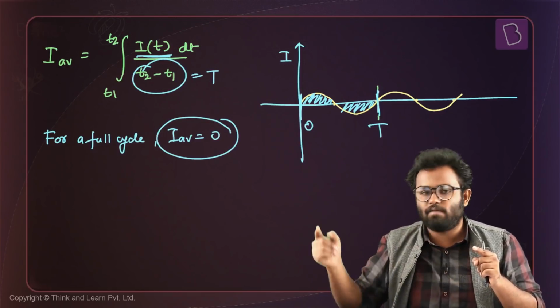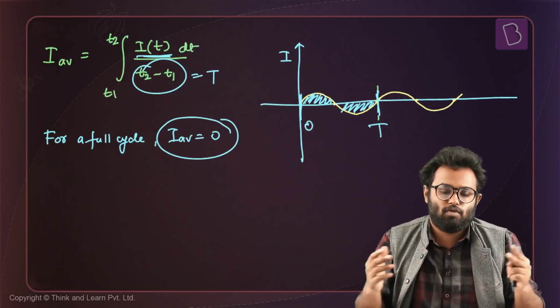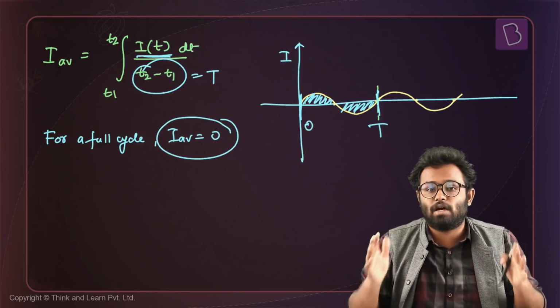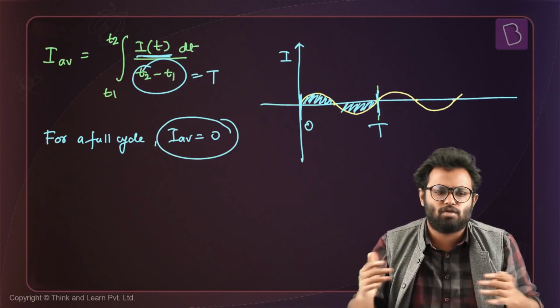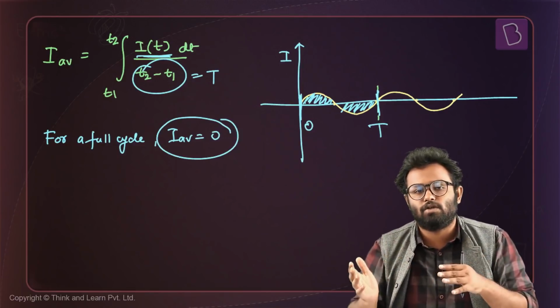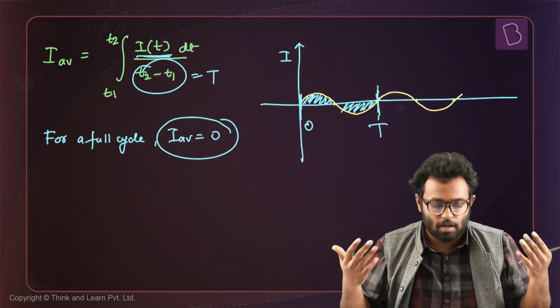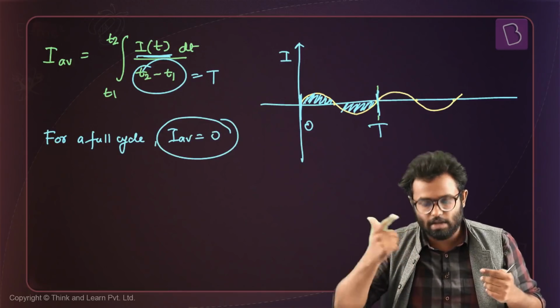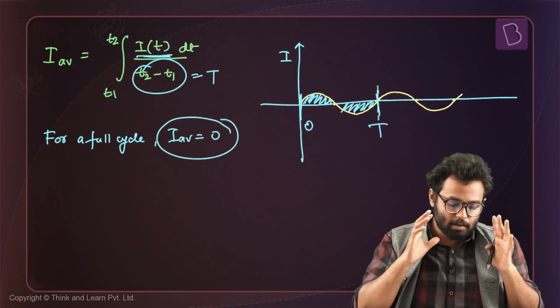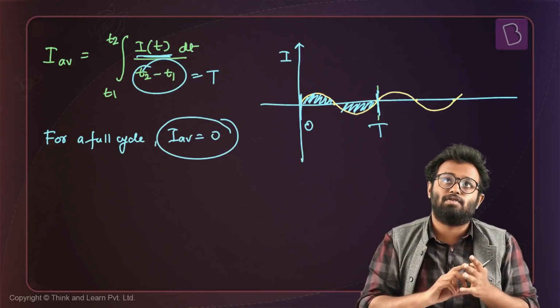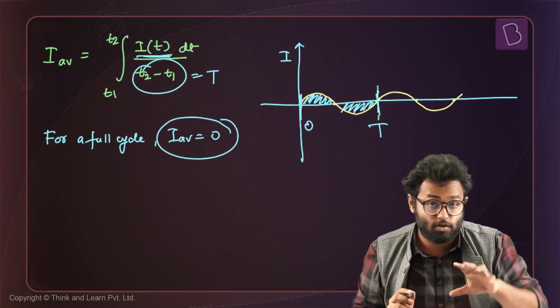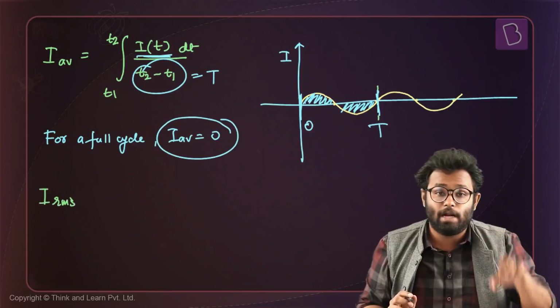So you find as an average what has happened? Nothing. If you say after a full cycle how much average current went through the circuit, you would say nothing, because half the time it was in one direction and the other half it was in the opposite direction with the same increase and decrease. But the interesting quantity here is not the average current, because it's zero. It is the RMS current.